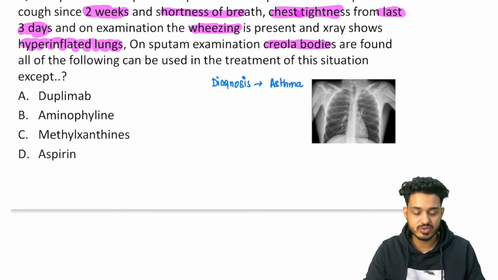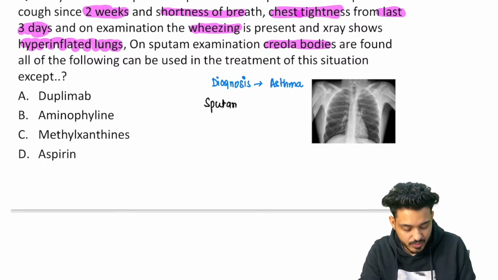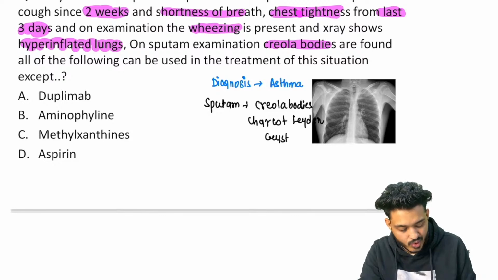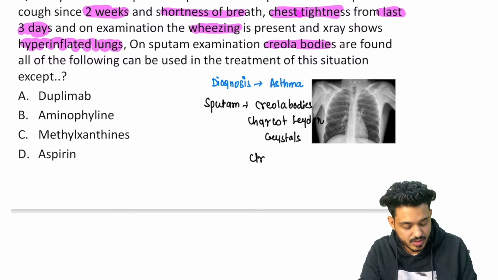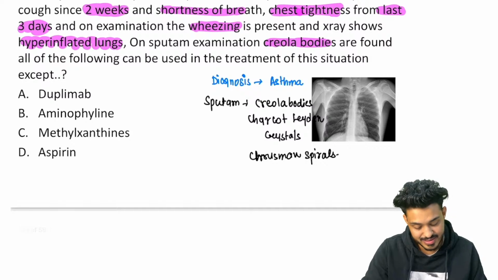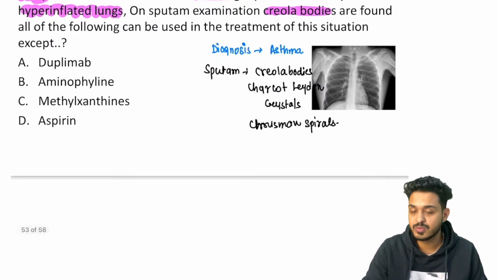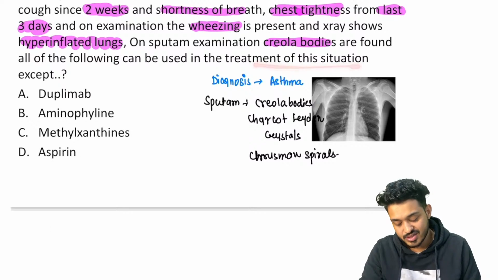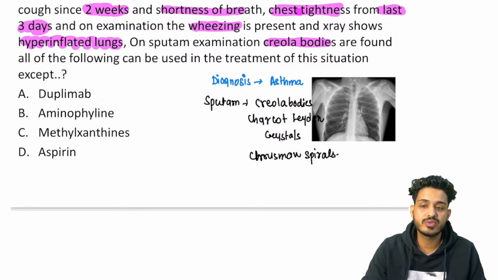On sputum microscopy, special signs you will be finding are Creola bodies, Charcot-Leyden crystals, and Curschmann's spirals. These are the things you will be finding in sputum examination of asthma, right? All of the following can be used for the treatment of this situation, except which one. They want to know which one we are not going to use. So for this particular thing, let's try to understand what is asthma.